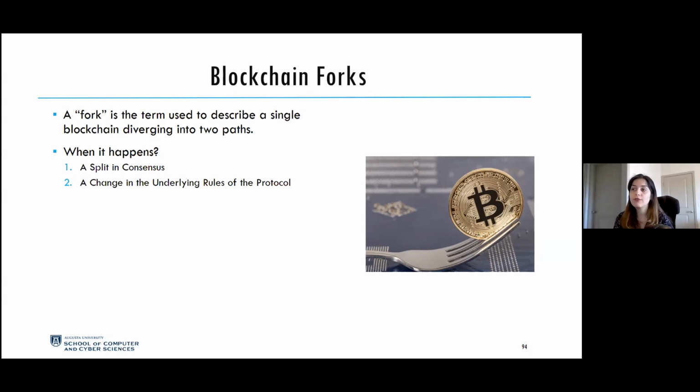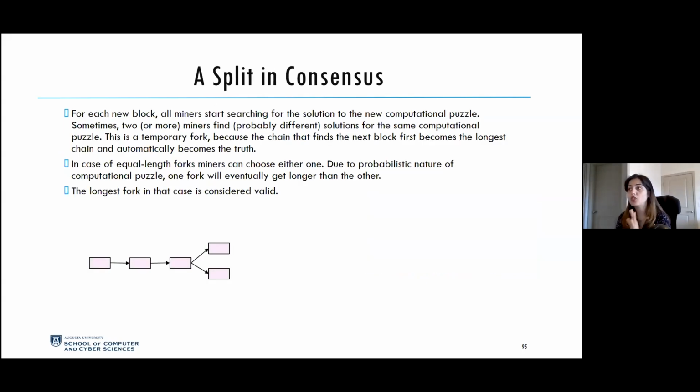The other reason for a fork may be changing the version or the rules, and we have different types of forks. I will not explain it here. I will just explain the split in consensus. So let's consider that at some point, two miners were unlucky enough to publish two blocks at the same time. Now the system should decide which one to pick.